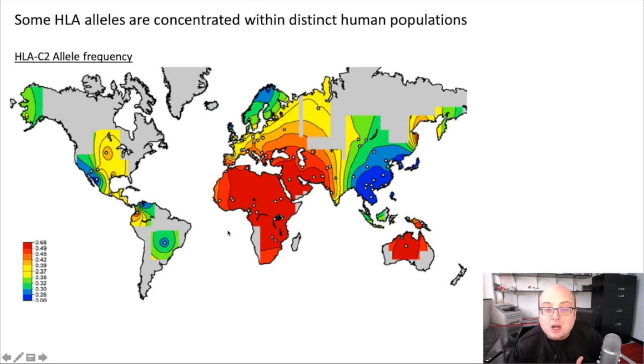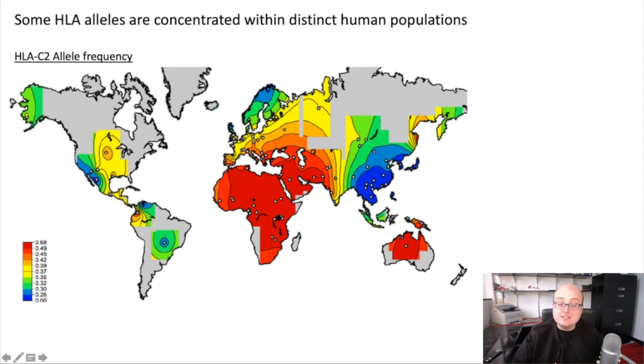Now, obviously, in modern times, we've had so much population mixing due to modern transportation technology and the history of colonialism and all those sorts of things. And so, usually, what these allele frequencies tell us is more about where a person comes from genetically, more than where they happen to live right now.